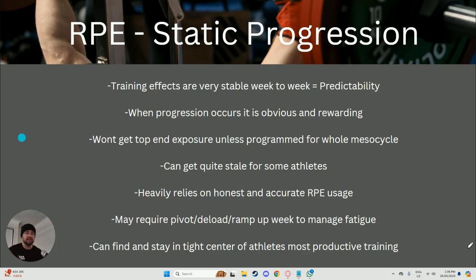This is probably, in my opinion, the biggest pro to this sort of training protocol. Once we figure an athlete out, if we think of an athlete's training as like a big circle, and in the middle is the bullseye, right? We're trying to hit as close to the bullseye as possible. So let's say we find it.